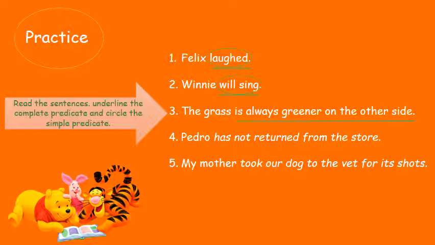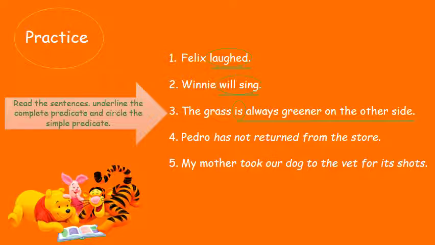Now I have to find the simple predicate. Where is the verb here? "Is" only. Okay? "Is" is the simple predicate. Pay attention, "always" is not a verb. Okay? It's an adverb. It's not a verb. So "is" only is the simple predicate.